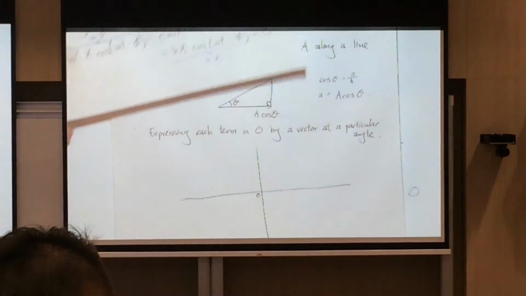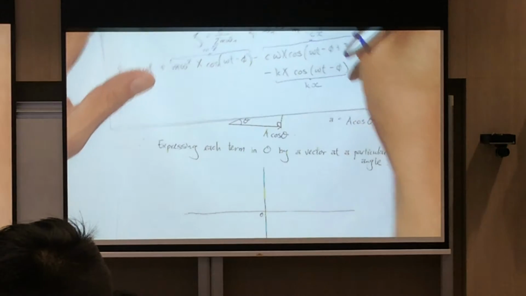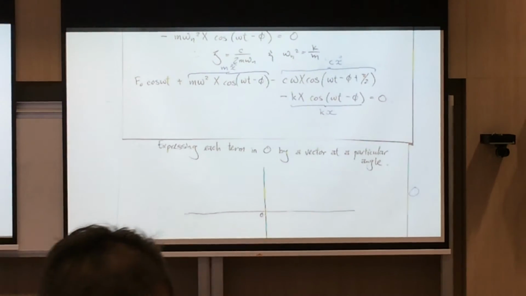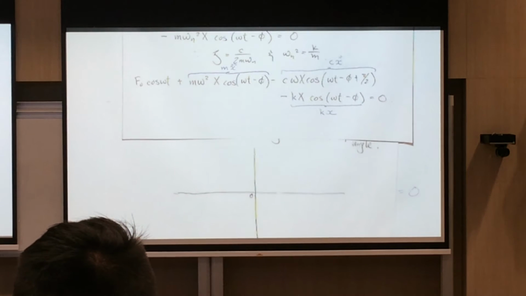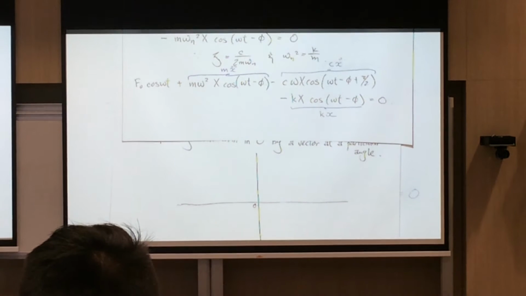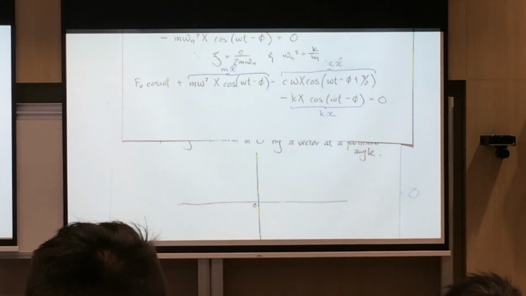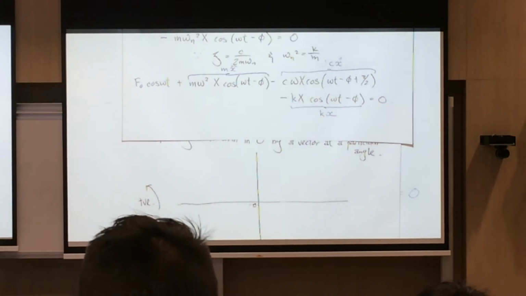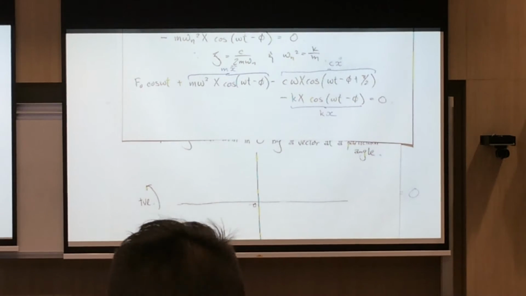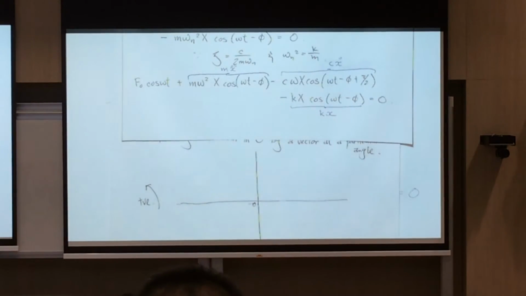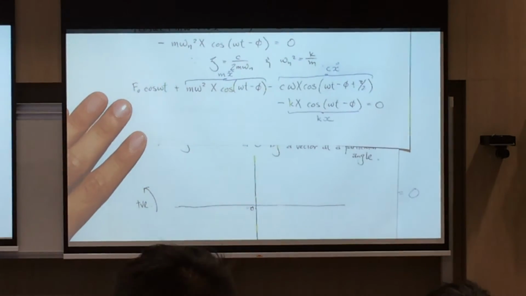Let's pull out our equation. Okay. First step, let's take anti-clockwise as positive. We have 1, 2, 3, 4 terms here that we have to put here.